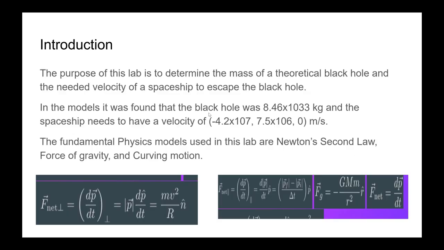So let's get going. Introduction. The purpose of this lab is to determine the mass of a theoretical black hole and the needed velocity of a spaceship to escape the black hole. In the models, it was found that the black hole was 8.46 times 10 to the 33 kilograms, and the spaceship needs to have a velocity of negative 4.2 times 10 to the 7th, 7.5 times 10 to the 6th, 0 meters per second.